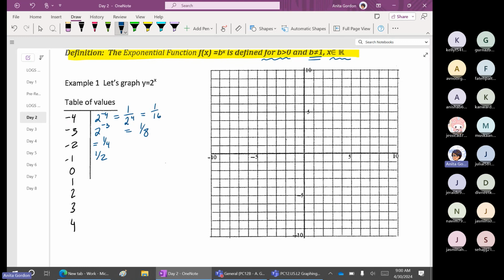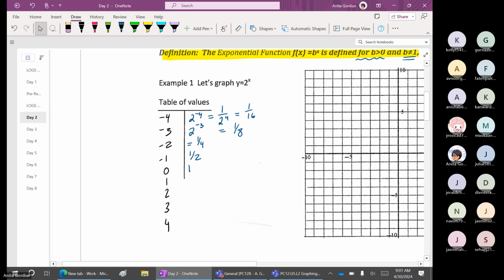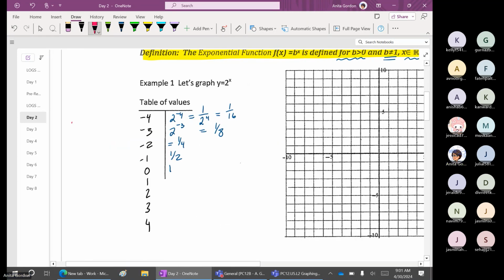And then what if I put 0 in the exponent? It's 1. That's right. Anybody know why it's 1? Yes, but why is it that when you have something to the exponent 0, it's 1? Anybody know? Do we need to do a quick aside? Take a look at this.